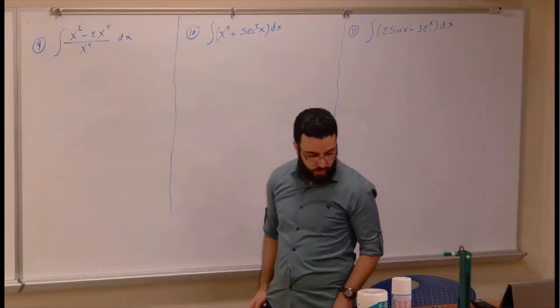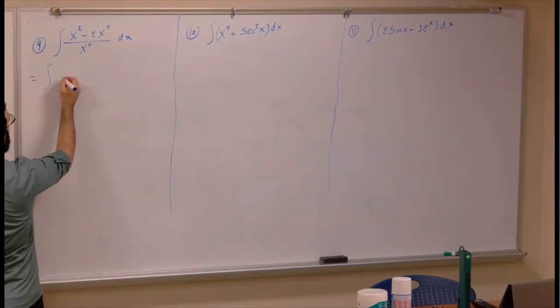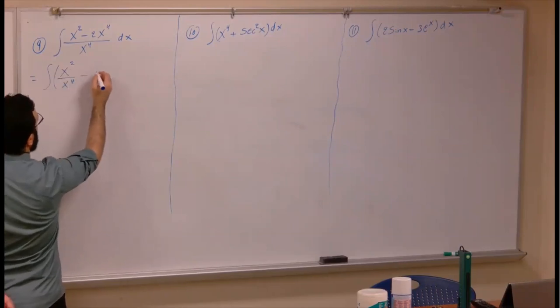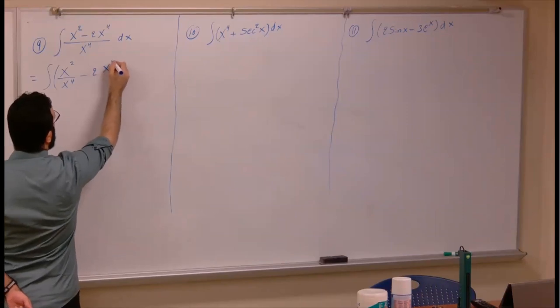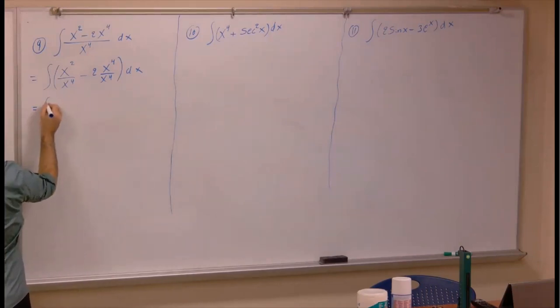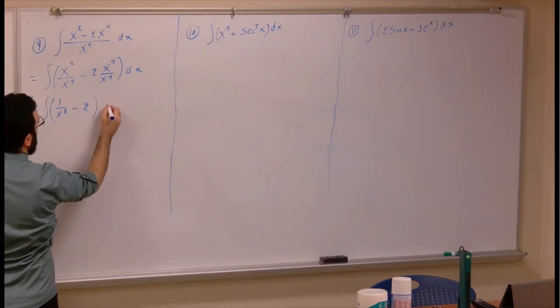So now let's check this one. How are we gonna find the integral of x squared minus 2x to the 4 over x to the power 4 dx? What do you think? How are we gonna do that? Simplify. How? Separating. Yes, we're gonna separate this one. So this one is going to be the integral of x squared over x to the power 4 minus 2x to the 4 over x to the 4 dx. Now this one is going to be the integral of 1 over x squared minus 2 dx.